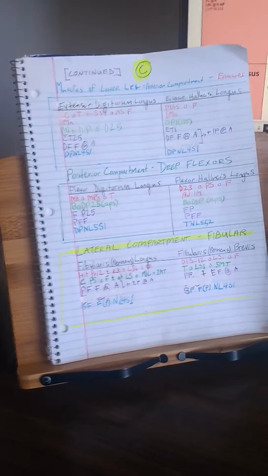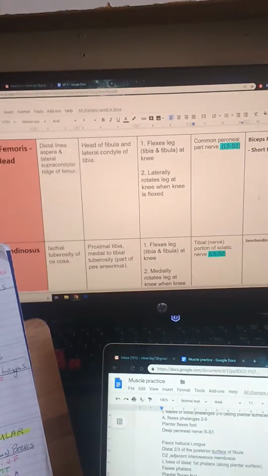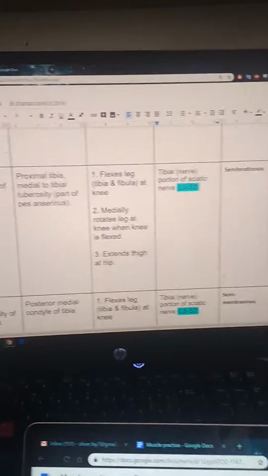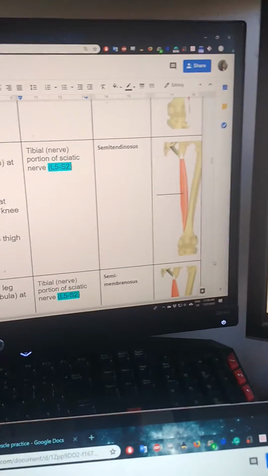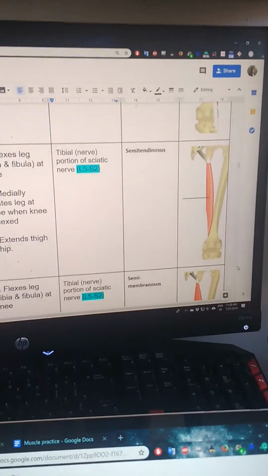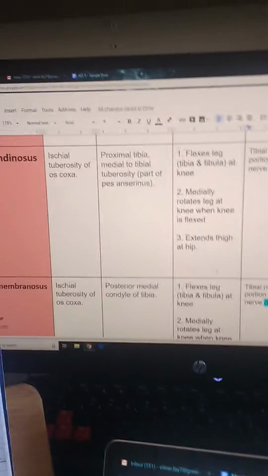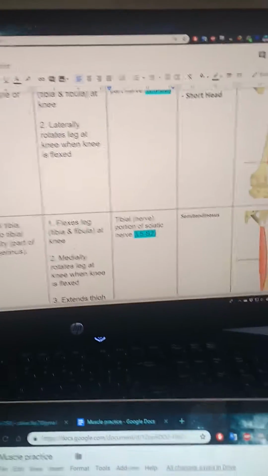These are all the muscles. For example, this is the biceps femoris, the short head of it. This is the semimembranosus, semitendinosus. I organize it all in a chart here.